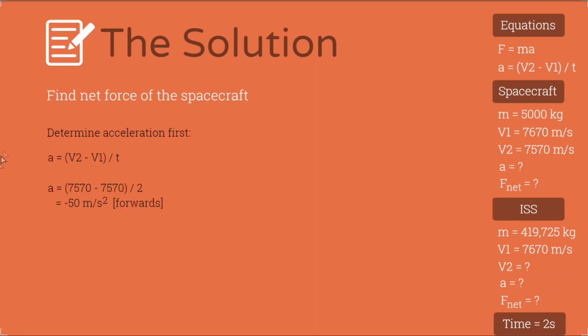Okay, so let's start by finding the net force of the spacecraft. First, we need to determine acceleration. Using this equation, we plug in our values for v1 and v2 as well as time, and we get negative 50 meters per second squared forwards as our acceleration. With that done, now let's find our net force. Using the equation F equals ma, we plug in our variables for mass and acceleration from our previous calculation, and we get negative 250,000 newtons forwards.